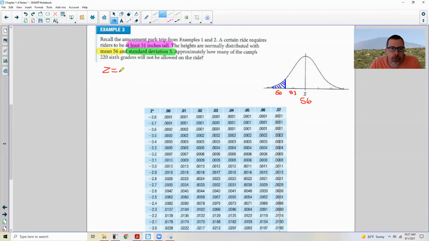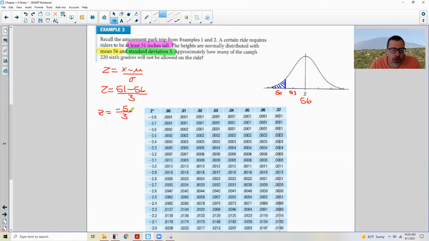Z equals our raw data minus mu divided by our standard deviation. If you write this over and over and over again, it gets routine. Plug in our givens: standard deviation of 3, and we have our at least 51. We're trying to find the z-score, by the way. Our raw data x is 51, minus our mean of 56, divided by our standard deviation of 3. That is going to equal 51 minus 56, which is negative 5, divided by 3.